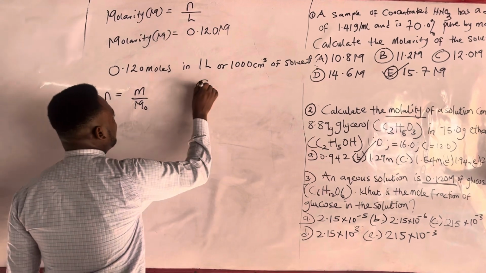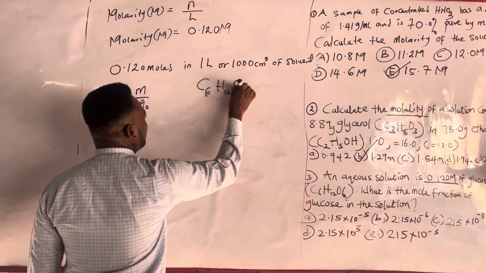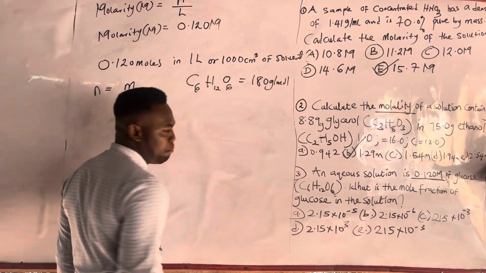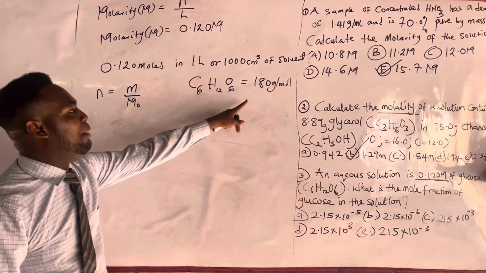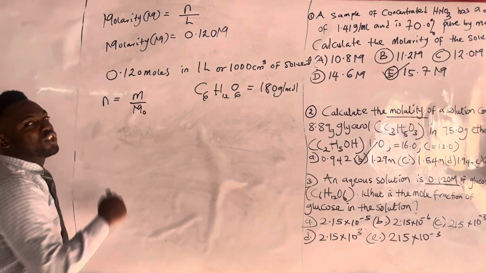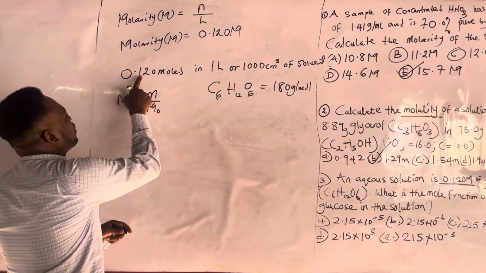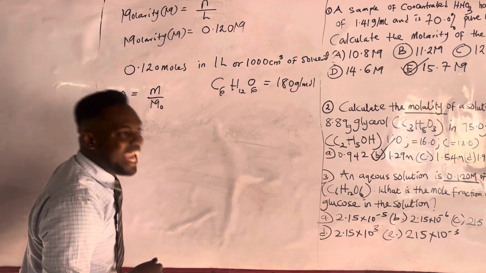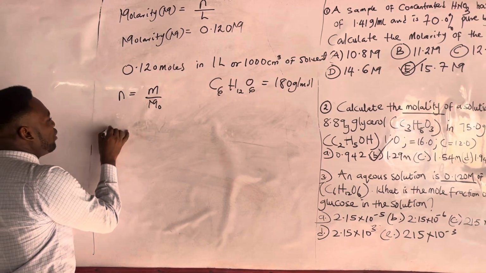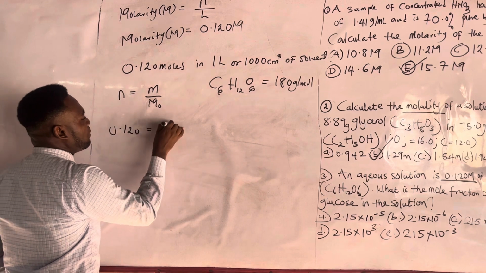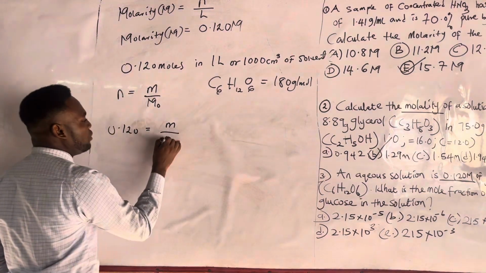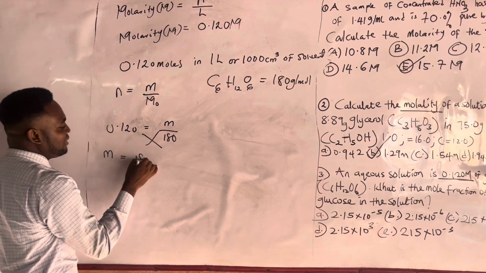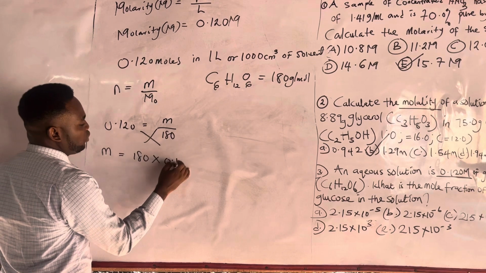Can I get the molar mass of glucose? Yes. Glucose is C6H12O6. And I say if you solve everything here, you're supposed to be getting 180 grams per what? Per mole. That is the molar mass of glucose. Do we know the moles of glucose? Yes. What is the moles of glucose? 0.120. Can we get the mass of glucose? Yes. From here, we now say number of mole, 0.120 equals mass over, what's the molar mass of glucose? 180. Cross multiply, we get mass to be 180 multiplied by 0.120.